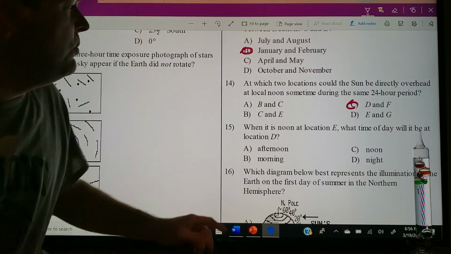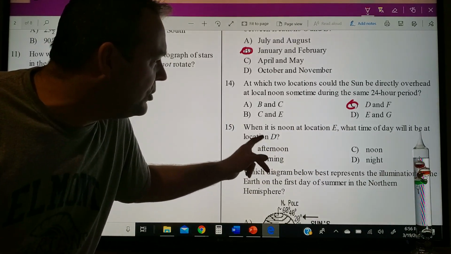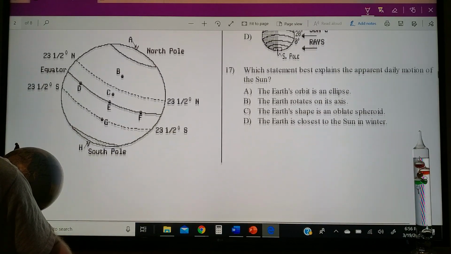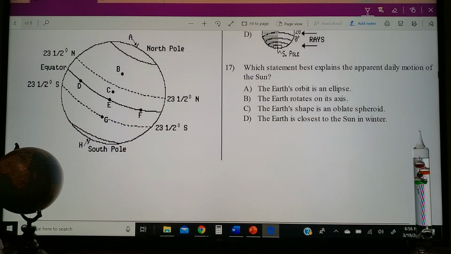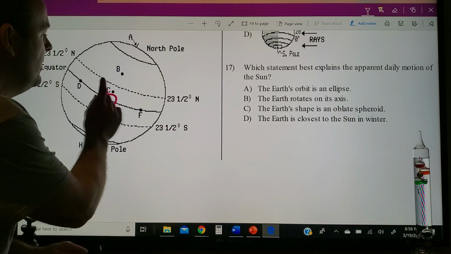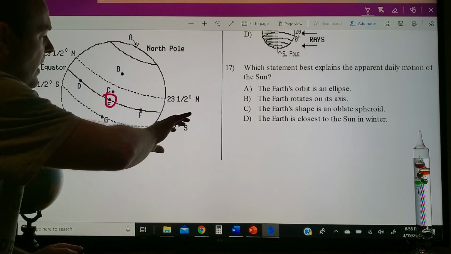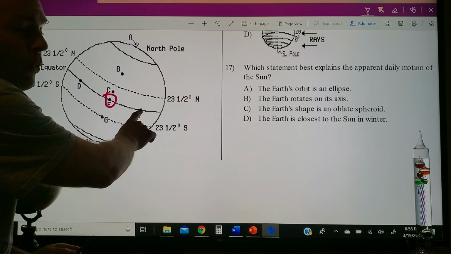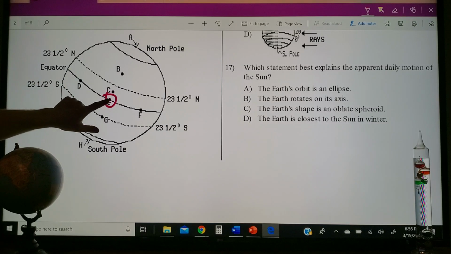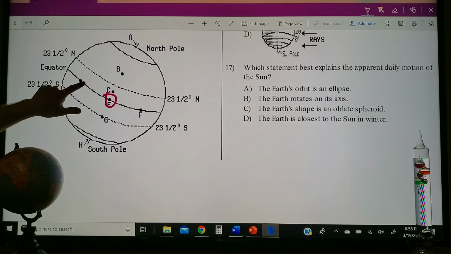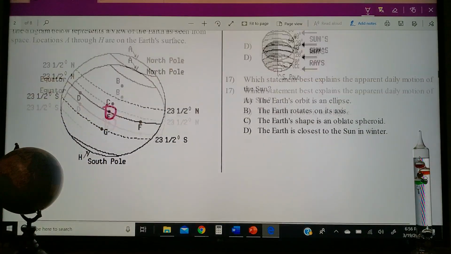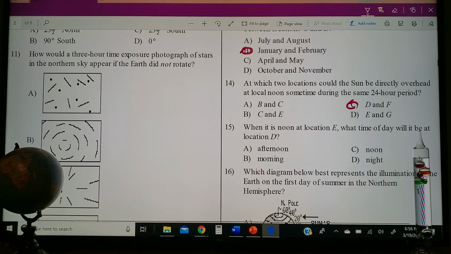15, when it's noon at location E, what time of day will it be at location D? All right, so it's noon at E. What time at D? So it's noon at E right here. What time at D? Well, remember the Earth rotates counterclockwise, so this is later in the day, right? This would be, if this is noon, this would be like 1, 2, 3, 4 p.m. But it wants to know about position D, so that's earlier in the day, so that would be like 11 a.m., 10 a.m., 9 a.m., the morning time. So if you look at your options, that should be one of them. And there it is, morning time.